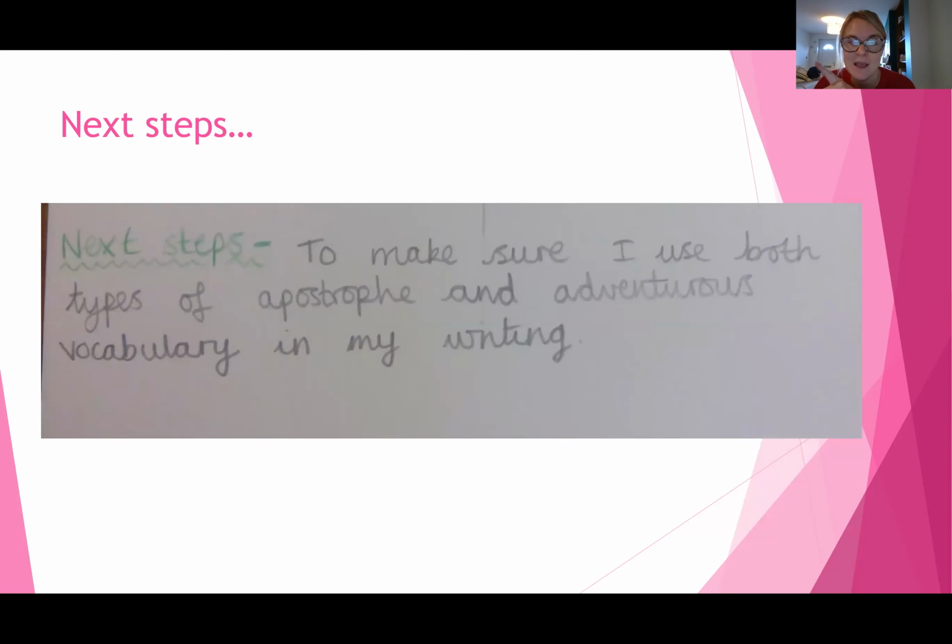But my next steps are to make sure I use both types of apostrophe, because in my plan I've only got the possessive type. And I think I need to make sure I remember to use my adventurous vocabulary, because I haven't included that so much in my plan, and I want to make sure in my writing I really do that. So that's for me personally. It might be different for you, because you might have used both forms in your plan and you might have used adventurous vocabulary, but that's my next steps. So I wonder if you can just go away and just write one sentence or two sentences about what you think your next steps are from your plan that you're going to then use in your writing.